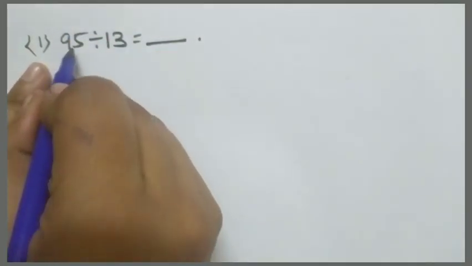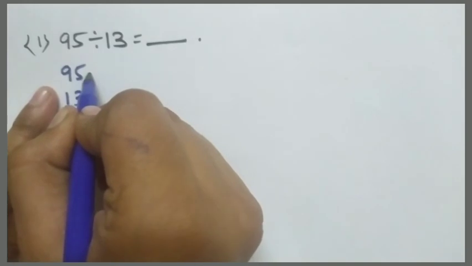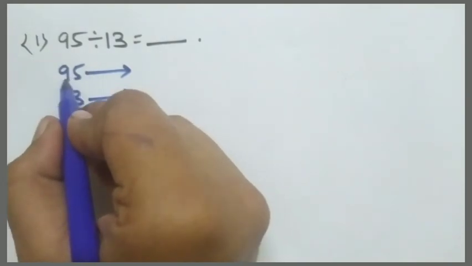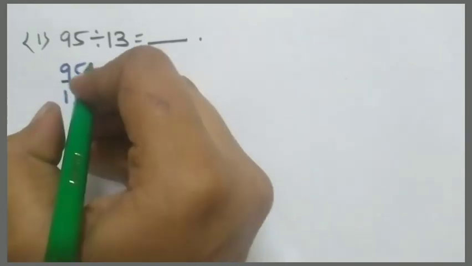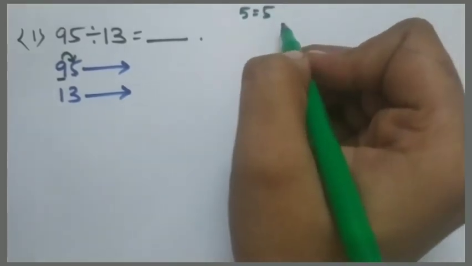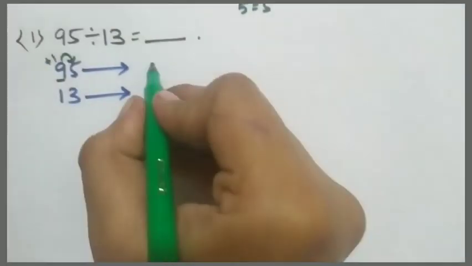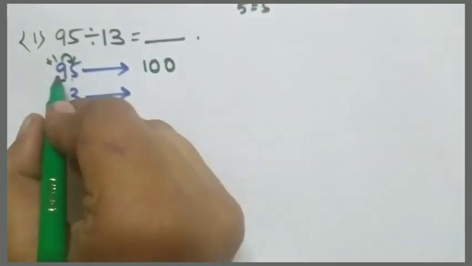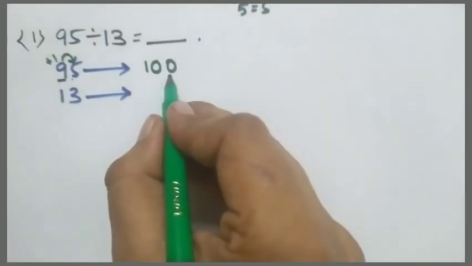First we will do the first method. In this we will estimate the quotient of these numbers. To do that we have to write the nearest numbers. 95. What is the digit in tens place? 9. After that, the ones place? 5. 5 is equal to 5, so we have to add 1 to this 9. 9 plus 1 is 10, and we write 0 in ones place. We got 100. 95 is nearest to 100.